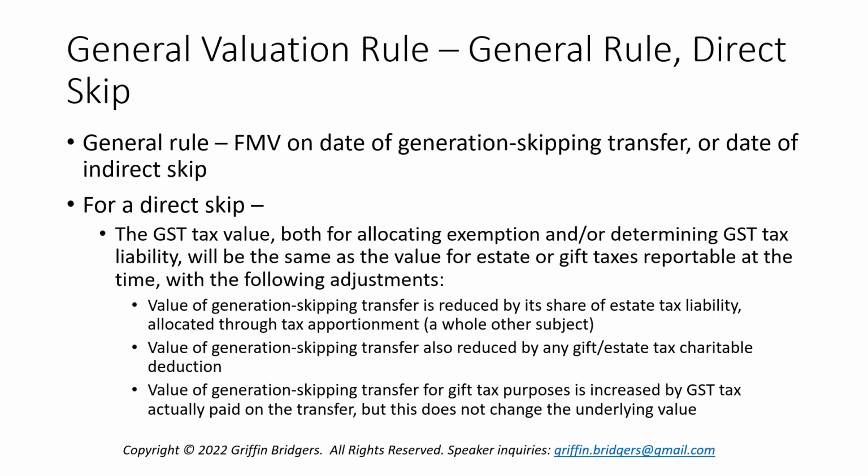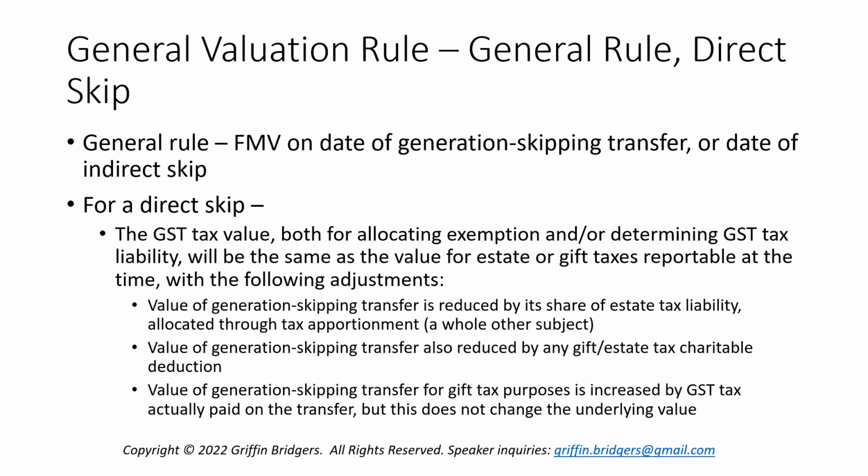Now, in the case of a direct skip, the GST tax value, both for allocating exemption or determining the GST tax liability, because you do either or both on the event of a direct skip, will be the same as the value for estate or gift taxes that are reportable at the time. But there are some adjustments which have been peppered in through this entire course, which I'm going to call out here. One, if there's any estate tax liability, then there's usually tax apportionment that can spread that tax liability out amongst the different beneficiaries and different gifts and shares.